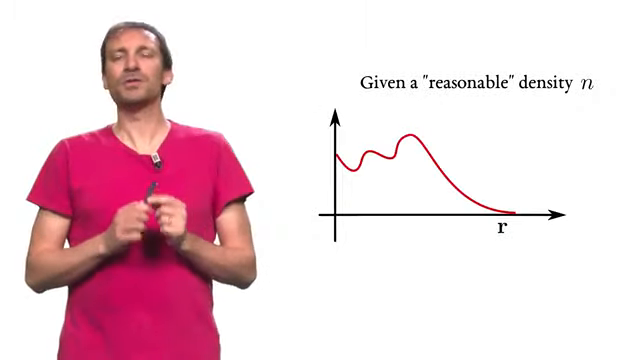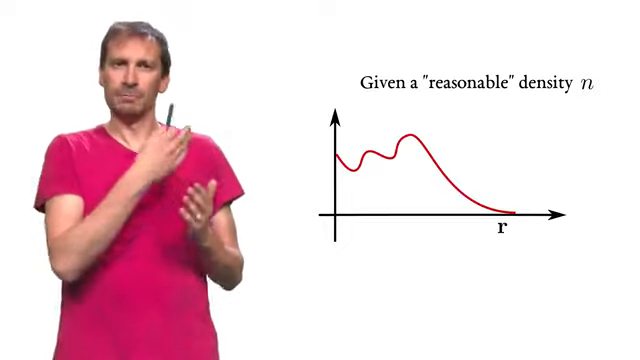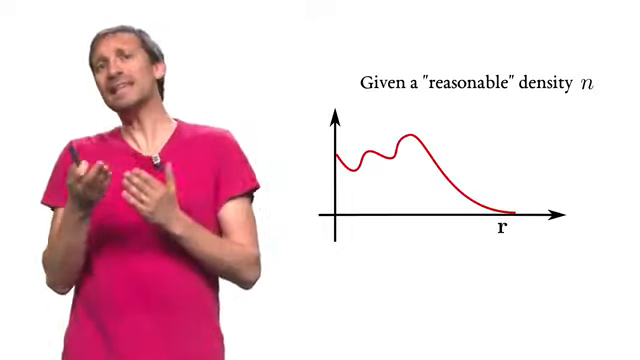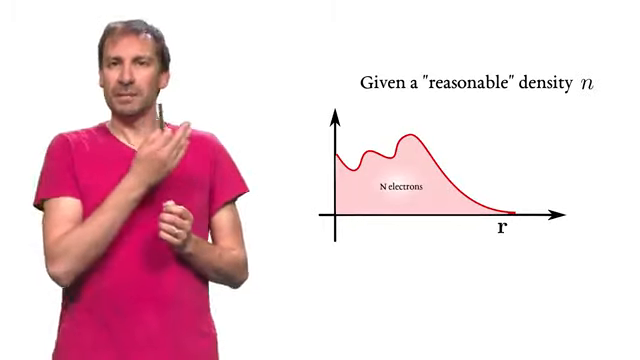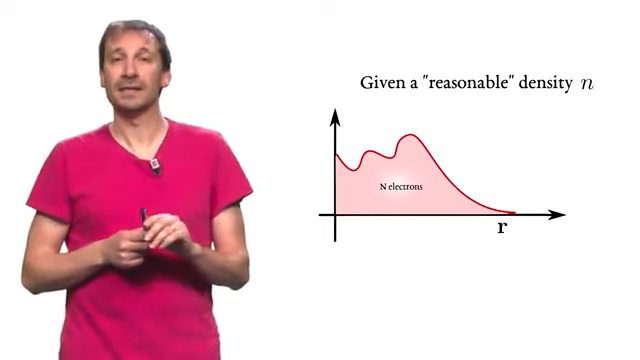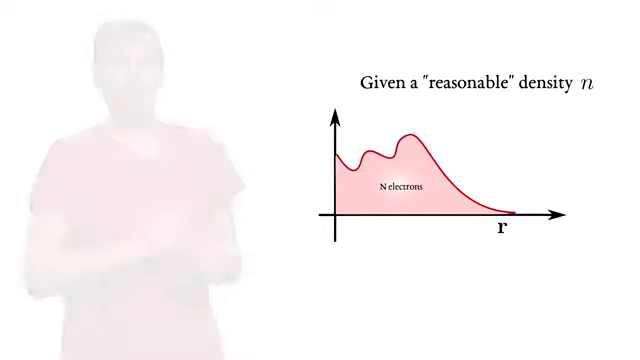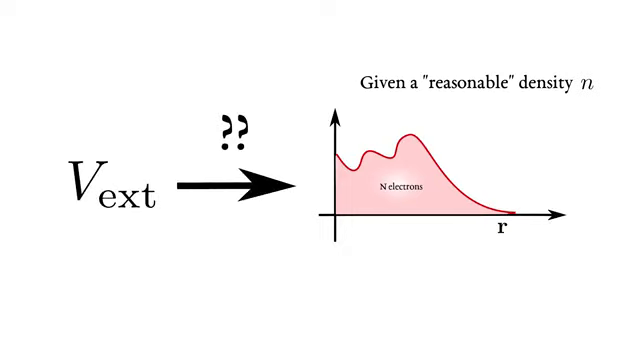Let's say we have a reasonable density. By reasonable, I mean a function which is positively defined, and it is normalized to the number of electrons. So, it is a possible density profile for a system. And now the question is, given this density, is it possible to find an external potential that leads to this density? Or, in other words, given a density profile, is there a system that has this density?